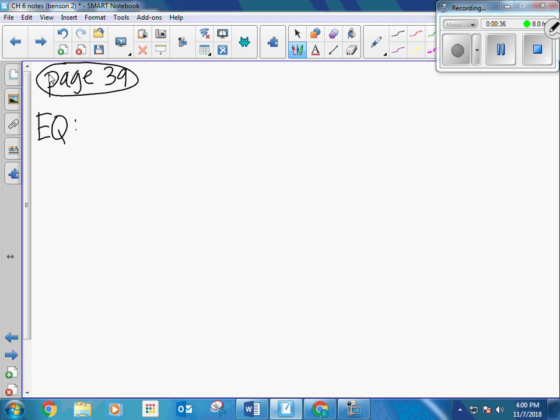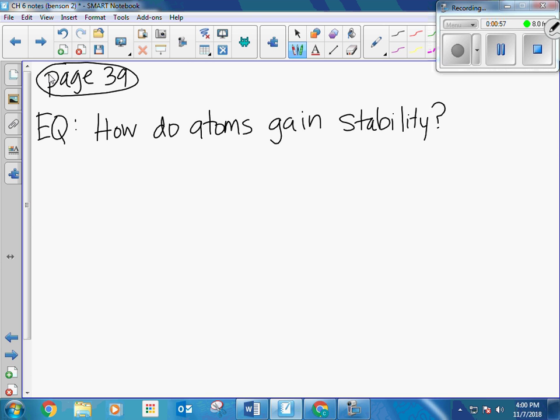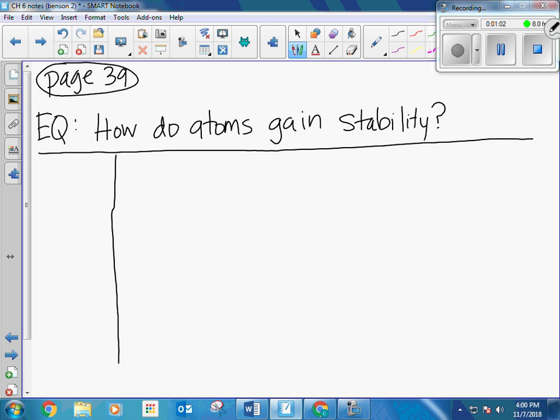So I'd like you to be in your notebook, and let's turn to page 39. Our essential question for the day is, how do atoms gain stability? We talked a little bit about this yesterday in class. Okay, so how do they gain stability? Atoms are stable when they have that full outer energy level that we talked about yesterday, and they become stable by gaining or losing electrons.